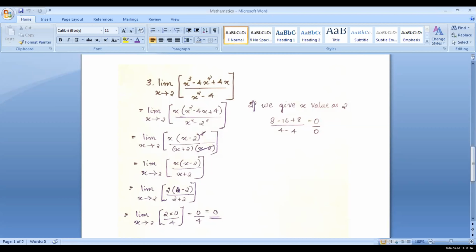If we give 2 as the value, we get 0. So what is the problem if we get 0? It's not defined. Okay.